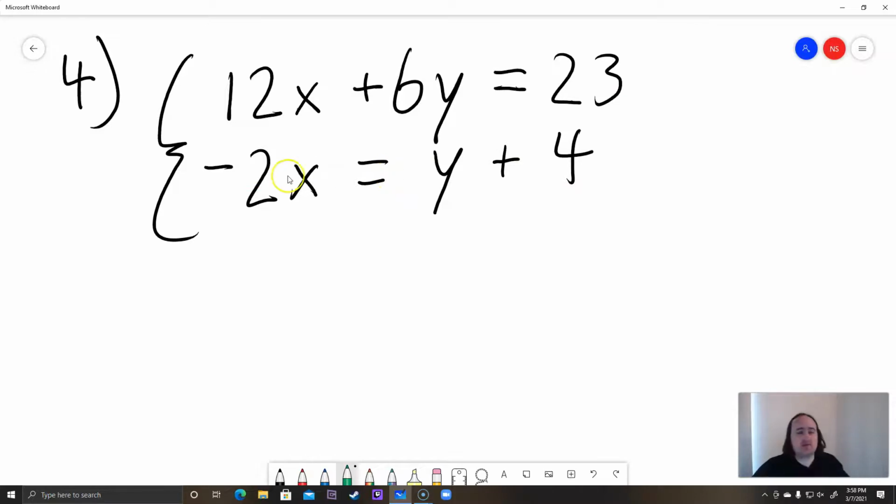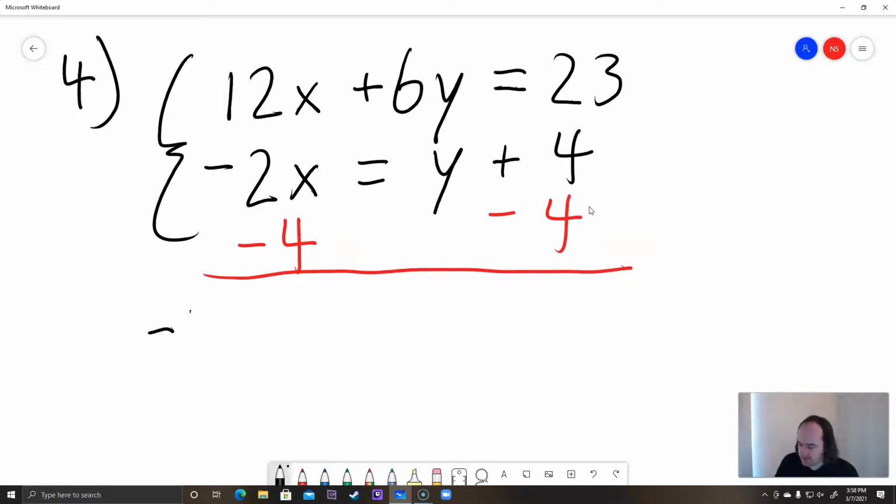And then it's a question of, well, which variable do I isolate? Remember, you want to just have a variable by itself. You don't want to have a coefficient. So you wouldn't want to isolate the negative 2x because then you'd end up having to divide by negative 2. What I would recommend is that we isolate the y. So how do we isolate y? All we have to do is get rid of the positive 4 on the right side. So here we're actually just going to minus 4 from both sides on the second equation.